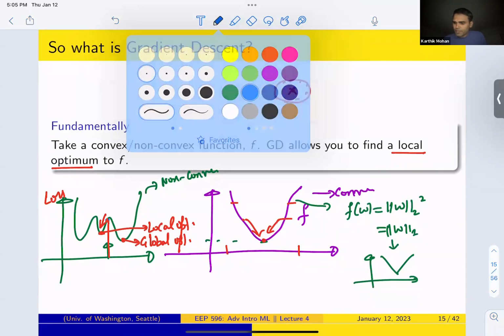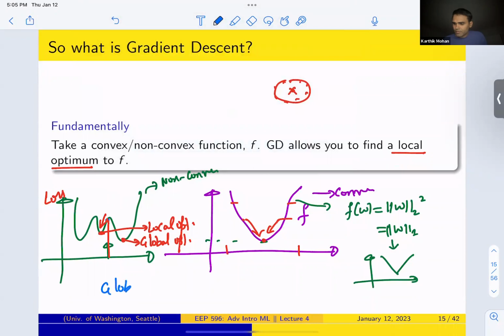Okay, so this is a very interesting point. Global optimum is not a necessity for machine learning.